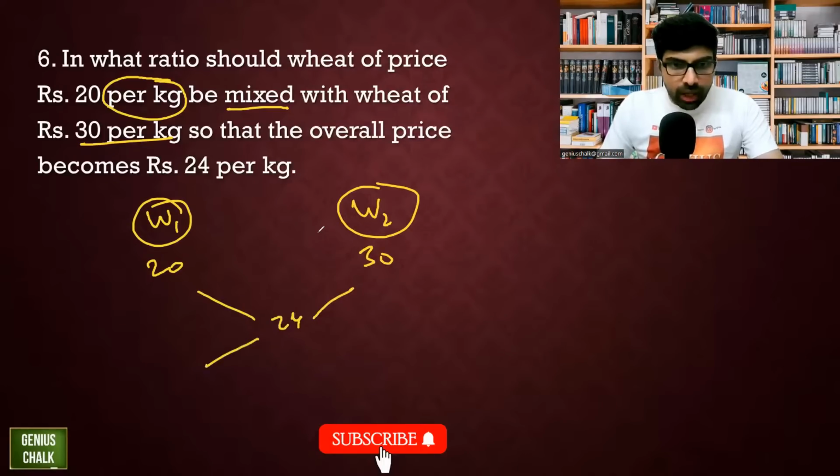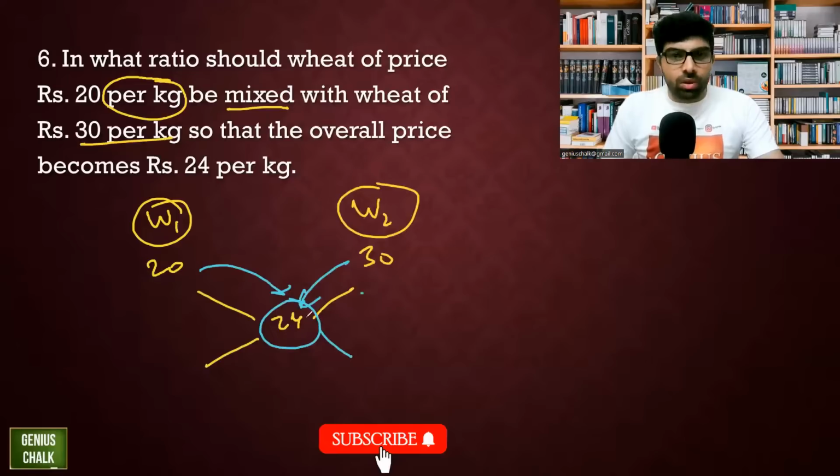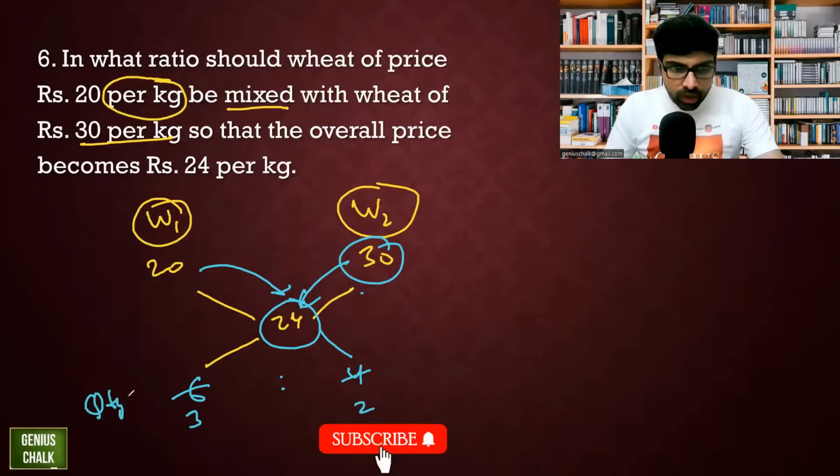What I need to do, as we did in the last question as well, is that this is more than 20 and less than 30. So this is 30 minus 24. The overall difference has to be 6. And 24 minus 20 has to be 4. This is basically 3:2. So this is the ratio of the quantity in which they are mixed.